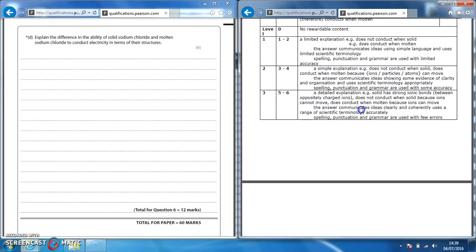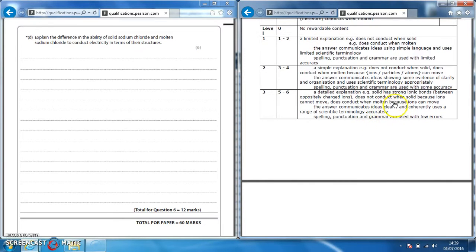In 5 to 6 marks, you're talking about the strong ionic bonds in the solids. You're talking about not being able to conduct because they can't move, and we're talking about ions specifically. And we're talking about conductors and molten because the ions can move. If you look at that sentence there, right, if you put a capital letter and a full stop in it, that is what 6 marks looks like in the most concise way possible.